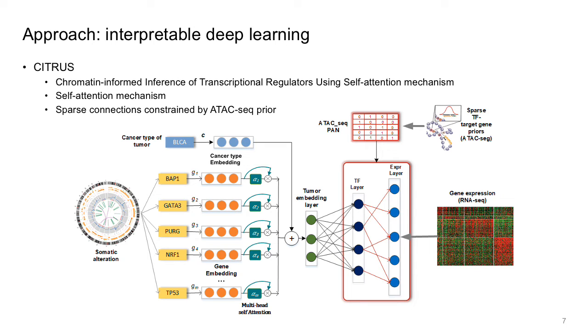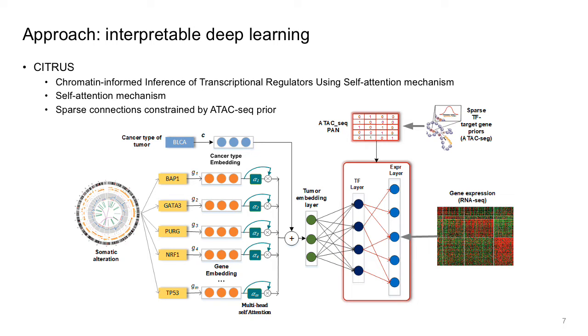Here are the model details. We name our model Citrus, which is an interpretable deep learning model. Citrus takes the somatic alterations as the input and then utilizes the self-attention mechanism to assign different weights for these inputs, that is alpha 1 to alpha m, so that a somatic alteration with a higher weight will have larger effects on the downstream process.